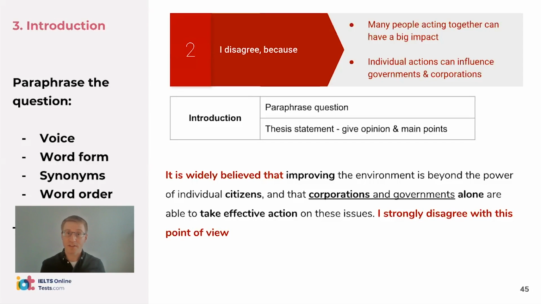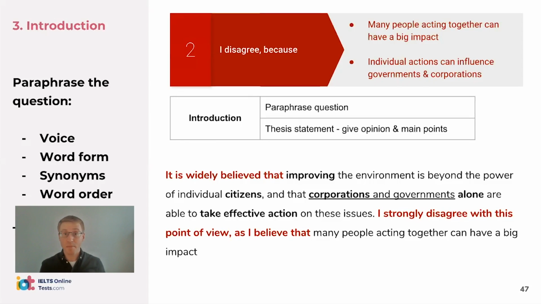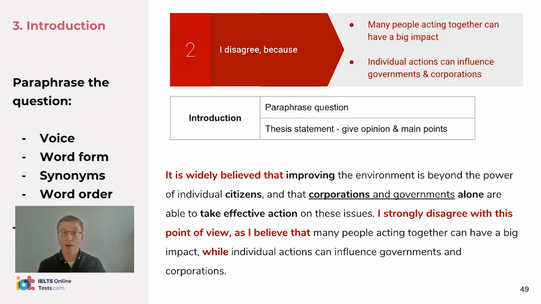Then, give your reasons by using a linking expression like, as I believe that. This allows you to introduce your first main point, that many people acting together can have a big impact. Then, use another linking expression, such as while, to introduce your second main point. While individual actions can influence governments and corporations. And there you have it, an introduction which clearly introduces the topic and outlines your point of view.